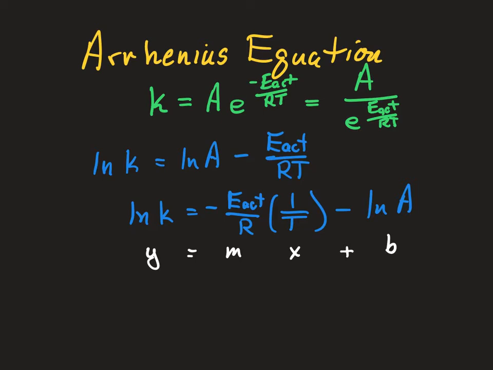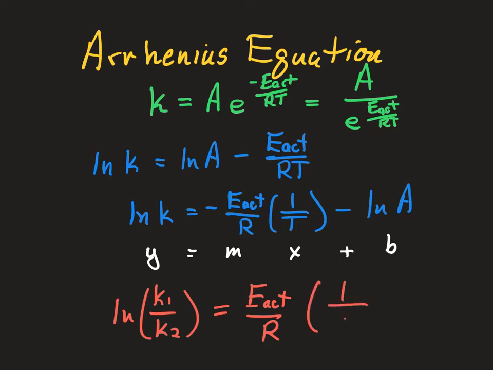We can subtract the two equations and adjust them, and we can show a two-point form of the equation, which is that the natural log of one k divided by the other, right? And remember, those are in parentheses, so it's the natural log of that ratio, right, is equal to the activation energy over R, times 1 over T2, right? This temperature goes with this k, minus 1 over T1.